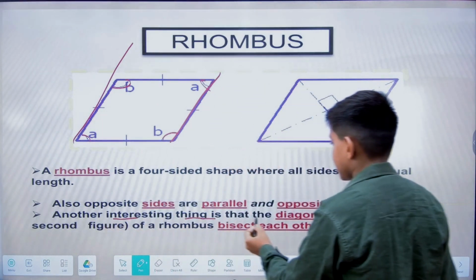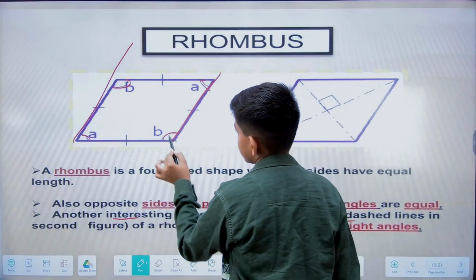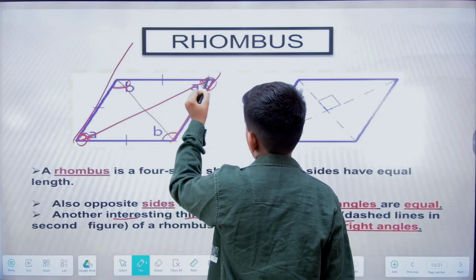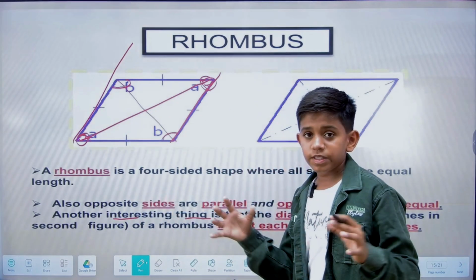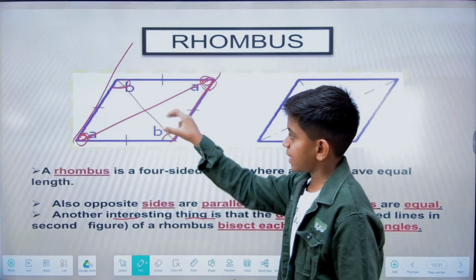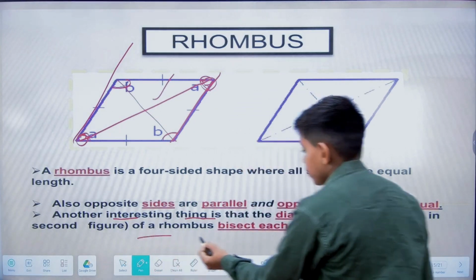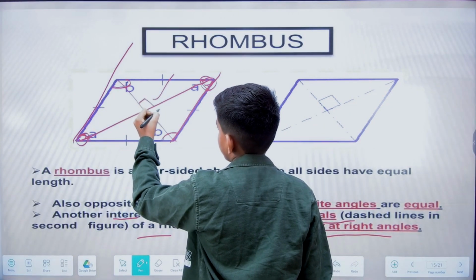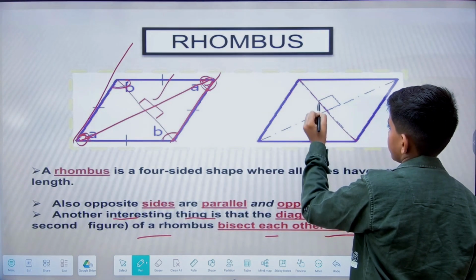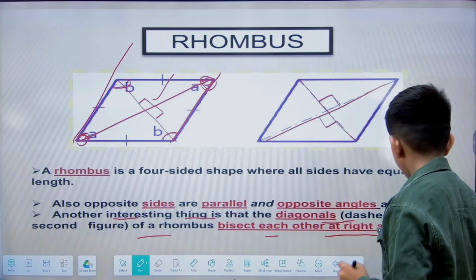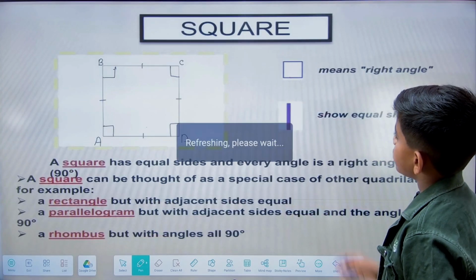Another interesting thing: the diagonals, which join two vertices that are not adjacent, the diagonals of a rhombus bisect each other at right angles. So here a right angle is formed. Here you can see a right angle. Also here there is a right angle. Okay.